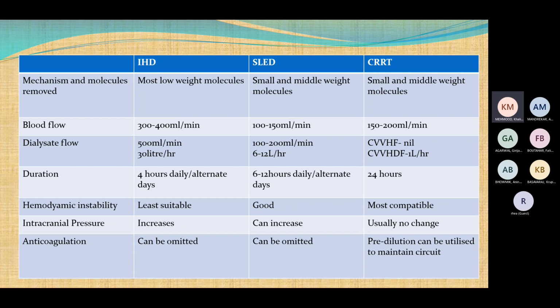So the dialysate flow is always high in case of intermittent dialysis, which is 500 mL per minute. But if you look into the CBVHDF, you can clearly see something in green color written as dialysate, and you can see it's 1 liter per hour. Duration, I already spoke about. Hemodynamic stability, CBVHDF is very compatible. We tend to use it even in those patients who are hemodynamically unstable.